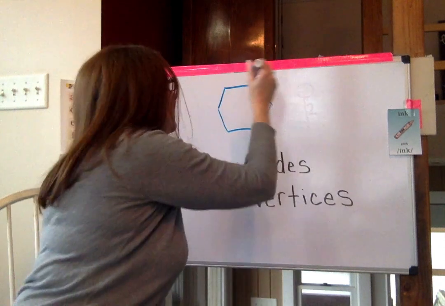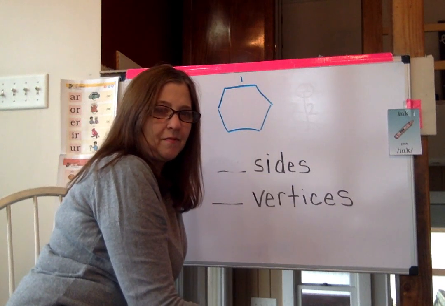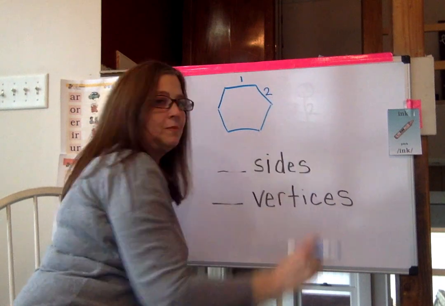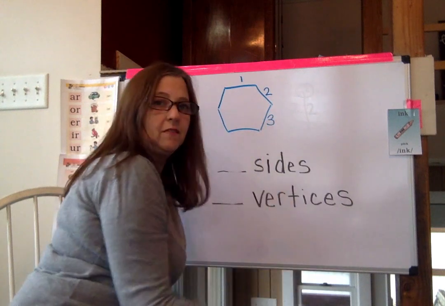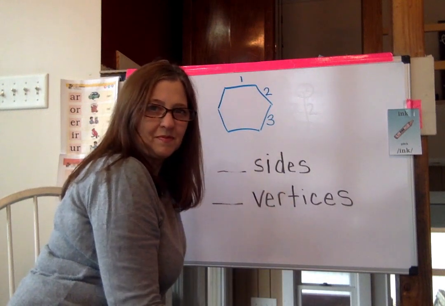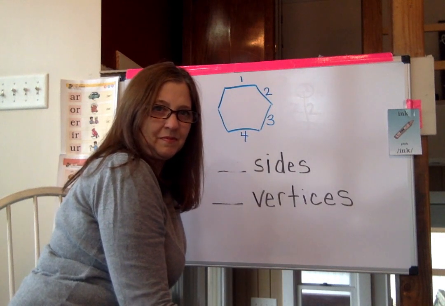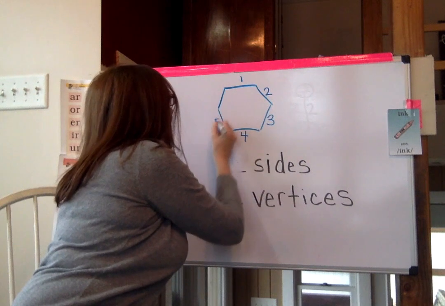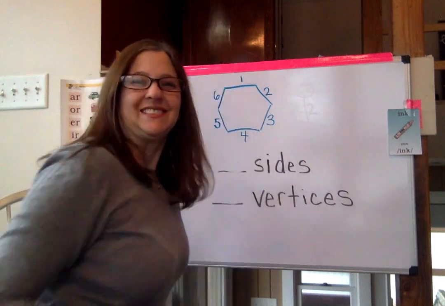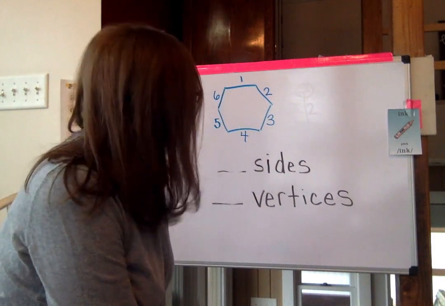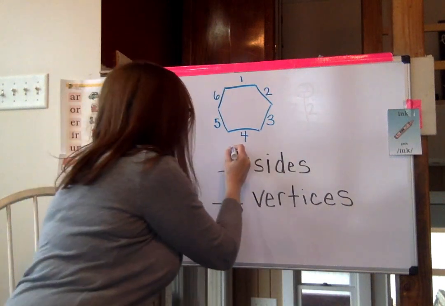Are we ready? Let's start at the top. 1, 2, 3, 4, 5, 6. So how many sides or lines does a hexagon have? 6. Excellent. Everyone write that on the line down here, please.